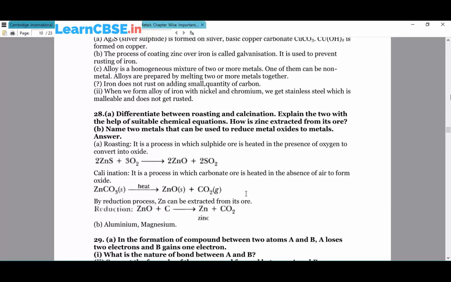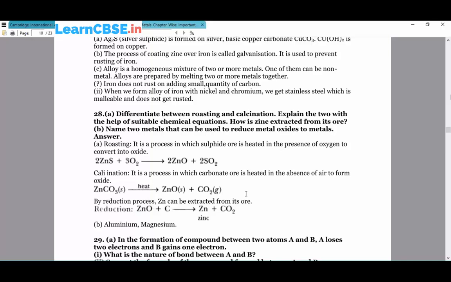Differentiate between roasting and calcination. Explain the two with the help of suitable chemical equations. How is zinc extracted from its ore? Okay. So roasting is a process in which the sulfide ore is heated in the presence of oxygen to convert it into its oxide. So 2ZnS + 3O2 gives 2ZnO + 2SO2.